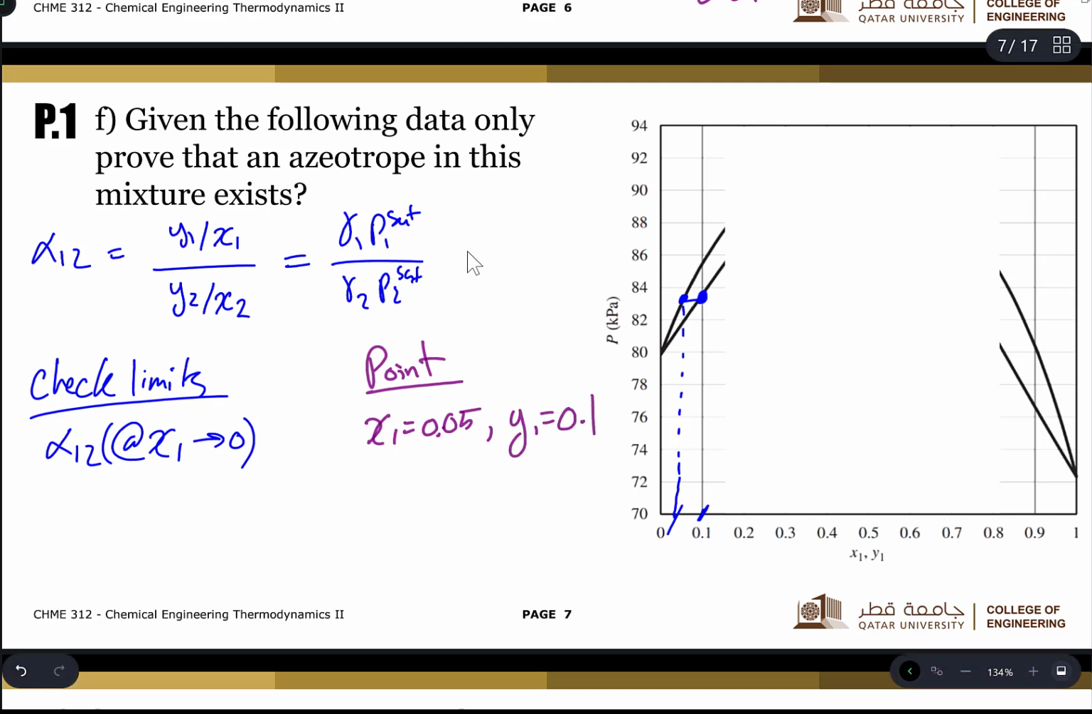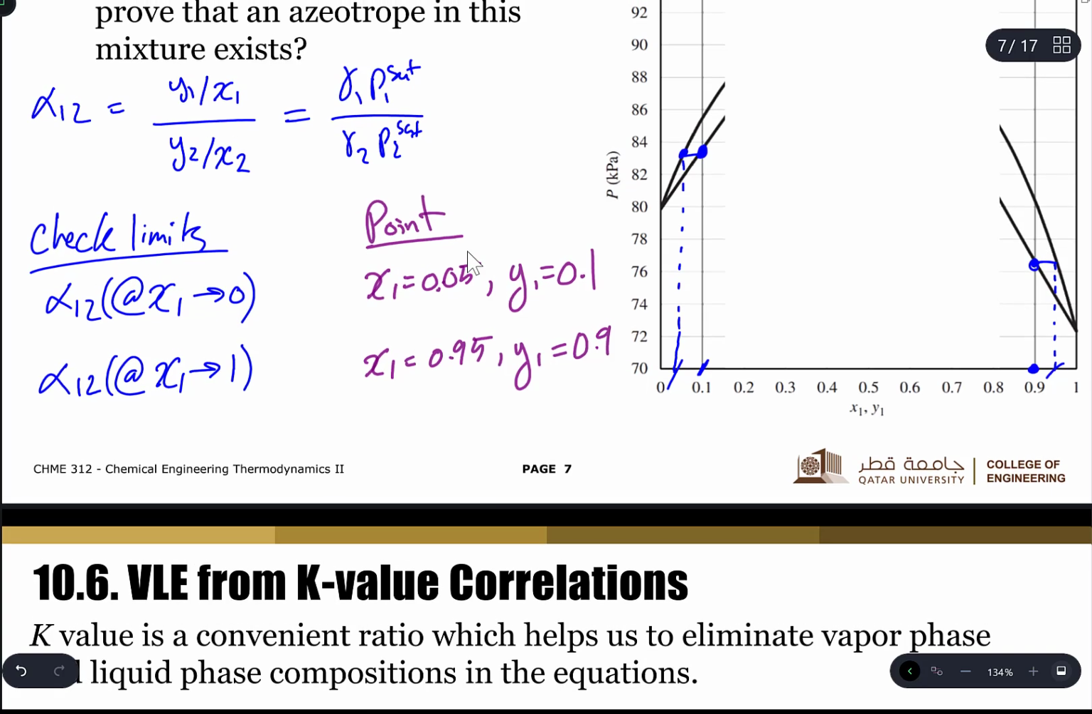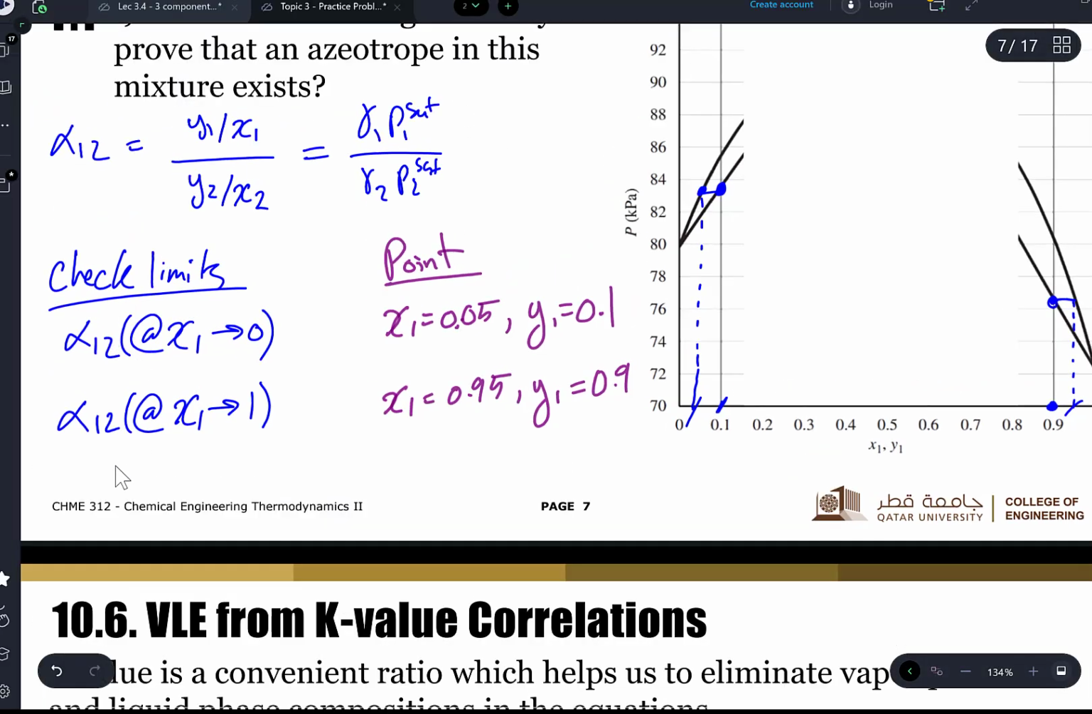And then the other limit would be alpha 1, 2 at x1 approaches 1. I look at the plot. In this case, I took y1 equals 0.9. I took this point here, drew a line across, went down, and took that point there. So that would be my x1, around 0.95. So x1 equals around 0.95, and y1 equals around 0.9. I need more space here, so I need to add a page.